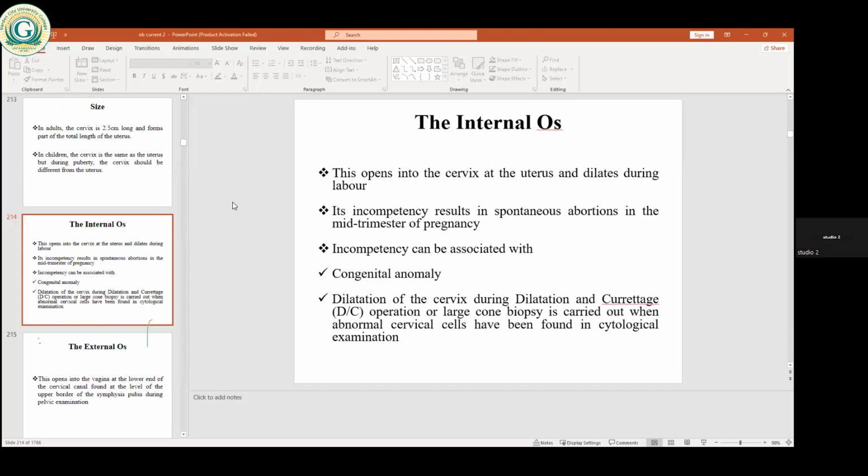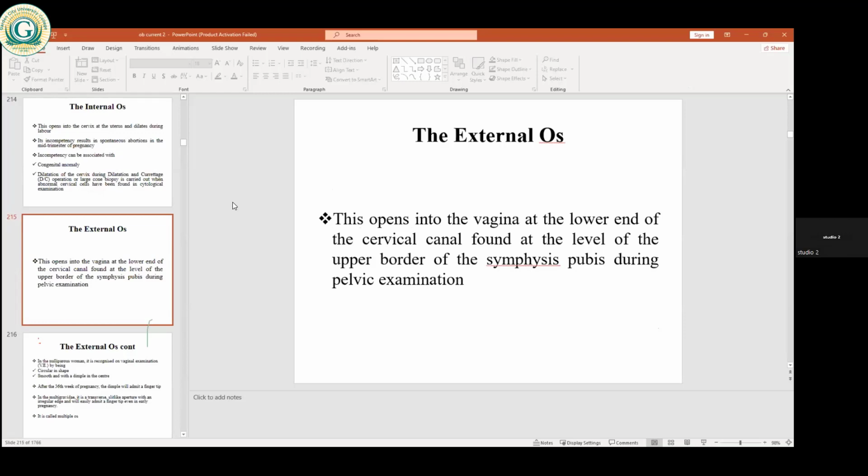And then we have the external os. This is the os that the midwife or doctors touch when they do vaginal examination. If the woman is not pregnant, your finger will never enter it, or if it will enter, it will be difficult for the woman. But when the woman is pregnant, sometimes the cervix is soft, especially in a multigravid woman. Your finger will enter when the woman is in labor. Now this opens into the vagina. Internal os opens into the cavity of the uterus, but external os communicates with the vagina. The end of the cervical canal is found at the level of the upper body or symphysis during the pelvic examination.